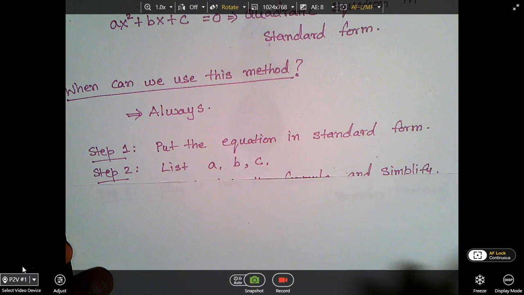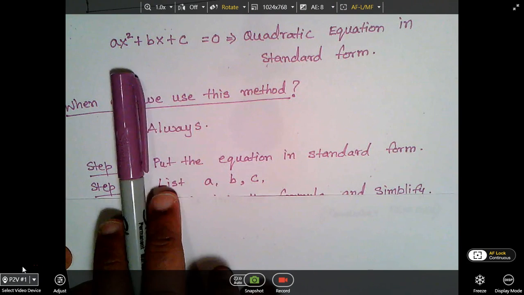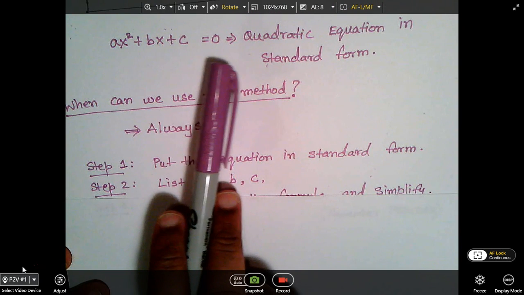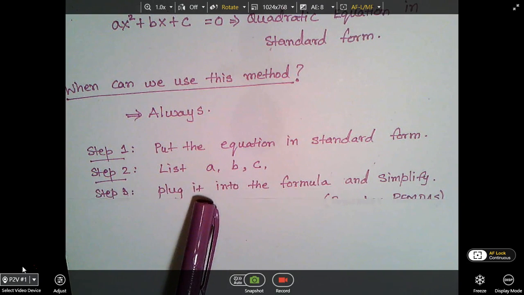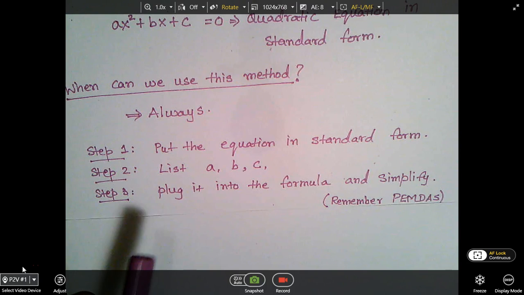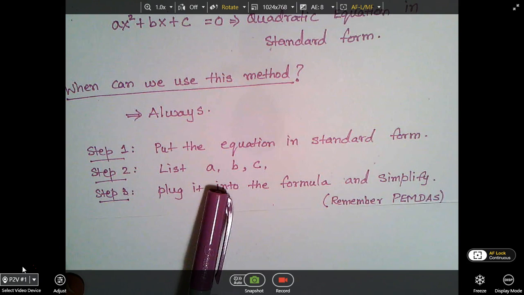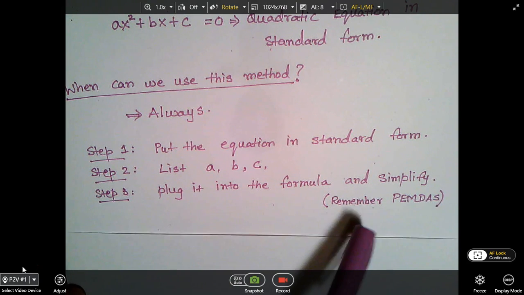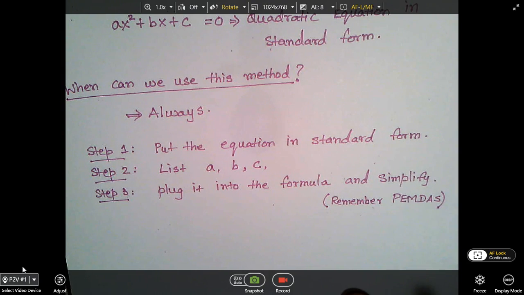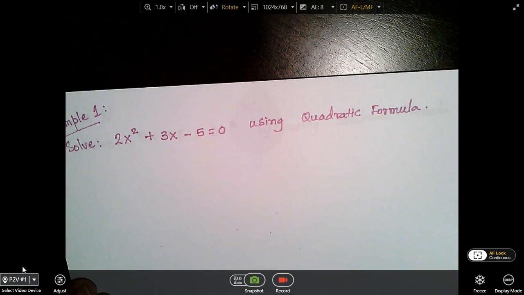So step 1 is for you to put your equation in standard form. Make it look like ax squared plus bx plus c equal to 0. Set it to 0. Then step 2, find out what your a, b, and c are, including the sign. Don't miss it. Very important. And then step 3 is plug those a, b, and c values into the formula and simplify. We're going to be using PEMDAS, order of operations, to simplify the formula once you plug it in. So straight away, let's get into solving a problem.